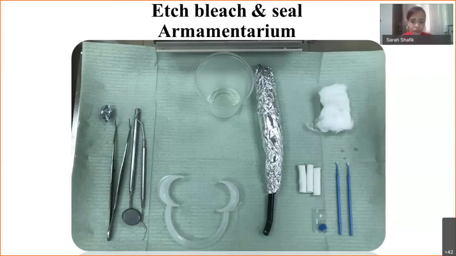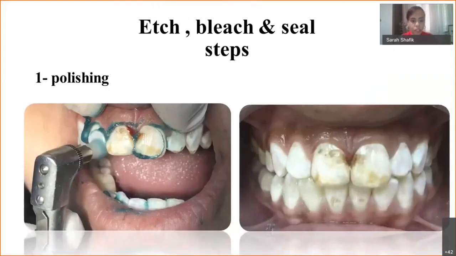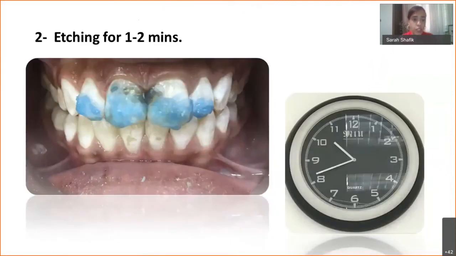Okay. So first of all, I start with polishing in order to remove the extrinsic stains and plaque, as we said before. Second step is applying the acid etch for 1 to 2 minutes, and here I applied it for 60 seconds actually, or 1 minute with this girl.